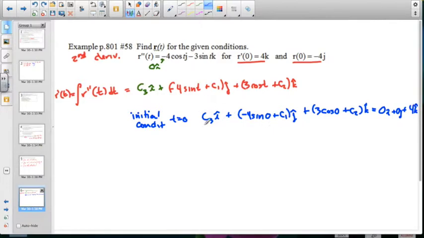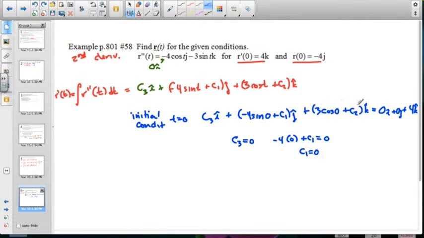So to make a 0i, our C3 has to be 0. I could have left this out completely because I didn't have an initial condition that had an i component anyway, but it's always good to include that just in case. Okay, so for this one, this has got to equal 0. So we need a minus 4 times sine of 0. Well, sine of 0 is 0, plus C1 equals 0. So C1 also has to equal 0.